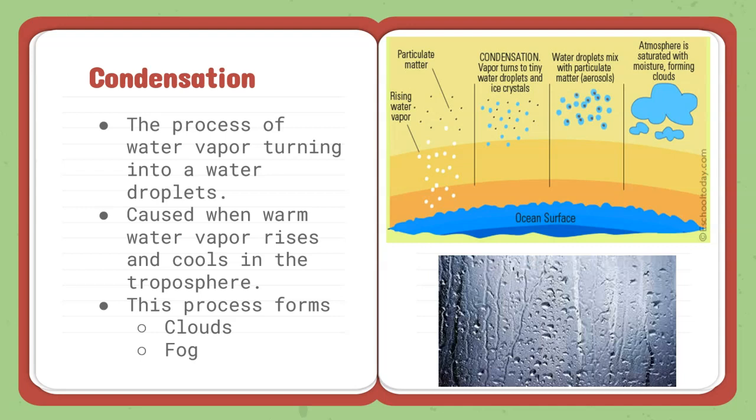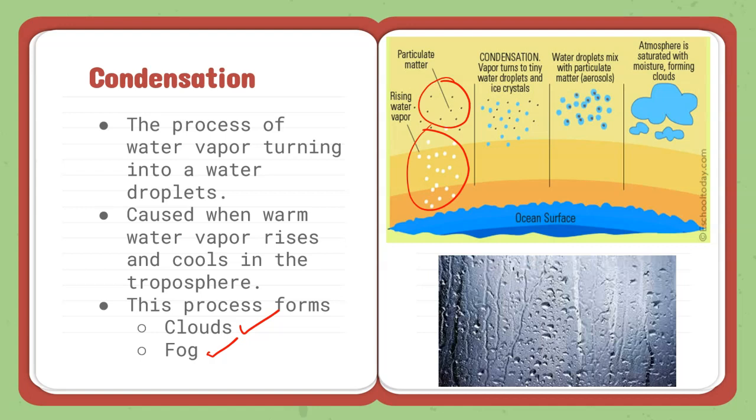Condensation forms two things. It forms clouds and it forms fog. Both of these are results of condensation. In order to form a cloud, you need two things. You need water vapor and you need particulates, which are tiny, tiny little pieces of solid.